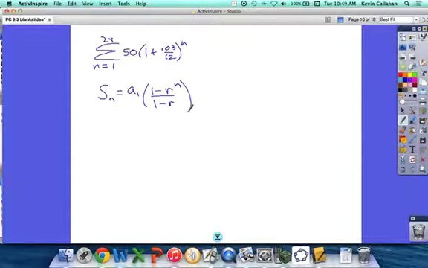Okay, and I need to know 3 things. First, I need to know the first term. How would I find the first term? A1 equals this thing here with n equals 1. So it's 50 times (1 plus 0.03 over 12). 50 times parentheses 1 plus 0.03 divided by 12 is 50.125.